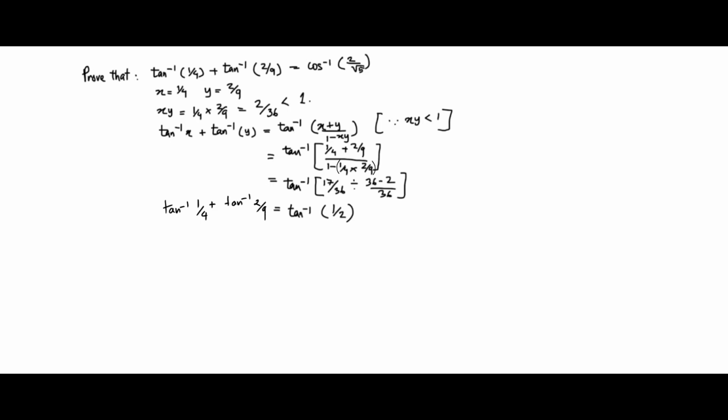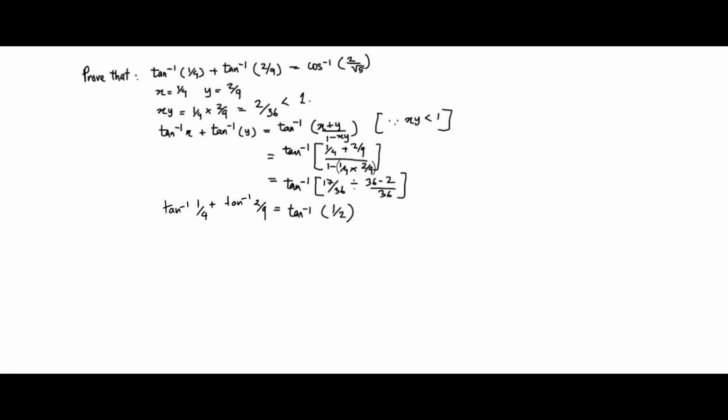But here we are not asked to prove tan inverse of 1 over 4 plus tan inverse of 2 over 9 as tan inverse of half, but we are asked to prove the value equal to cos inverse of 2 over root 5. Now what we will have to do is convert this tan inverse of half to cos inverse of 2 over root 5. For that, I will use a substitution method.